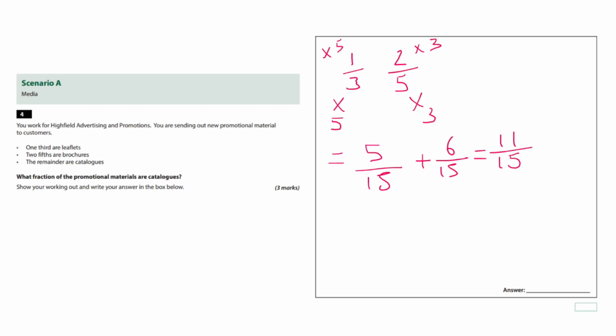Now to make a whole would be 15 over 15. So you take 11 off of 15 and we're going to get the fraction of catalogues. 15 minus 11 equals 4. So it will be 4 over 15. And we can't reduce that fraction anymore because there's an odd number at the denominator and an even number at the top there. So that's as small as this fraction can be.